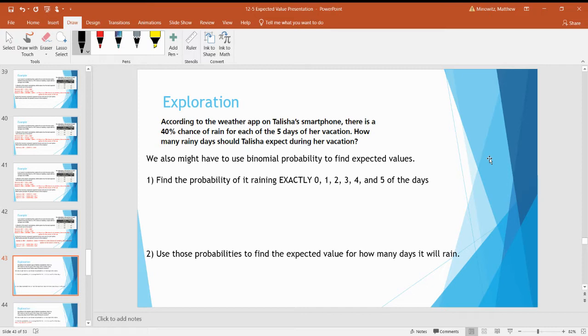So first off, I want you to find the probability of it raining exactly 0 and exactly 1, and do a lot of binomial probability to find the probabilities of each amount of days raining. Then I want you to do the expected value. So pause the video, take your time. This problem is a long one.